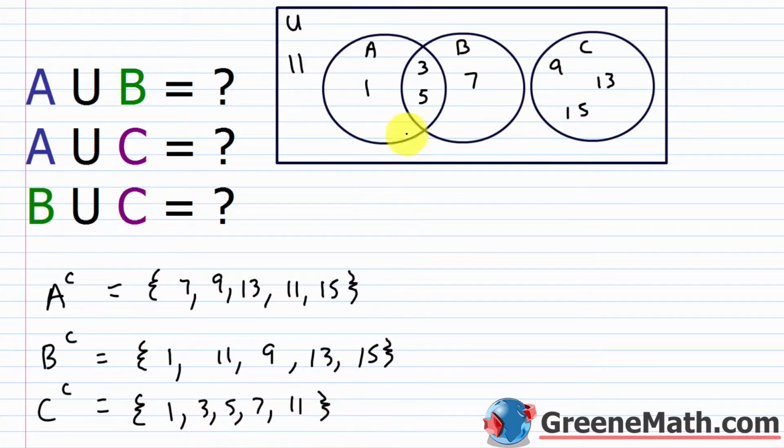And again, just looking at the Venn diagram makes things nice and easy to see. If I want A complement, I could shade A and say I want everything outside of that. So that's 7, 11, 9, 13, and 15. If I want B complement, shade B, and I want everything outside of that. So that's 1, 11, 9, 13, and 15. And if I want C complement, I could shade C. And again, I want everything outside of that. So that's 1, 3, 5, 7, and 11.